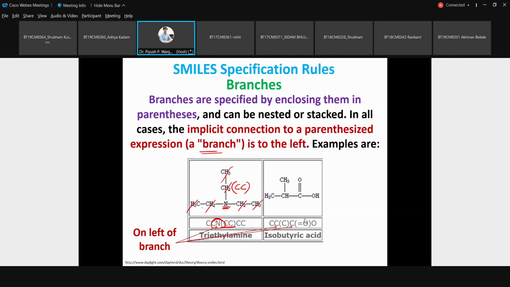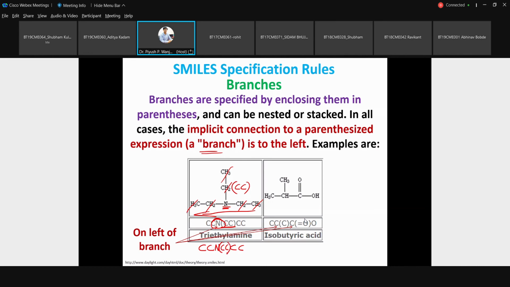I said earlier, you can start reading the structure from the opposite side also. So if you start reading it from the opposite side, what will happen? Capital C, then this nitrogen should come, and then CC. So I'm just continuing this in the opposite direction. So CC and CC, and the branch should be mentioned in this bracket CC.